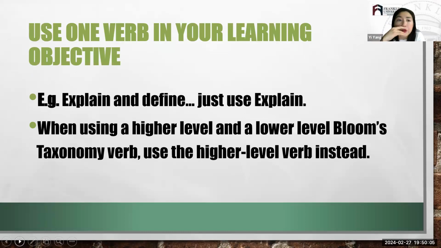Next I want to show you some of my advice for writing a good measurable learning outcome. Number one, use one verb in your learning objective. As I mentioned earlier, simple, specific. For example, sometimes you will see outcomes like explain and define, right? In that case, use explain. Do not use define, because define is at the remembering level, and explain is at the understanding level.